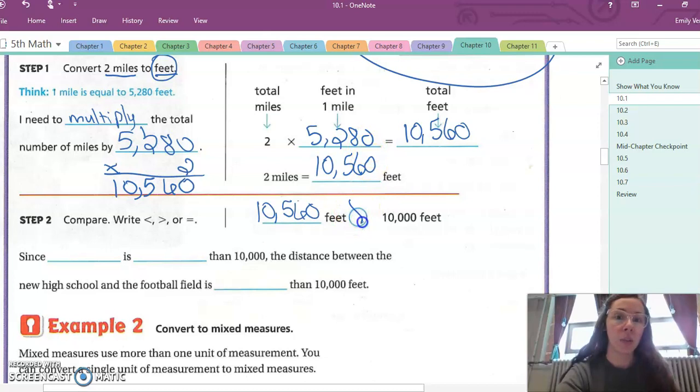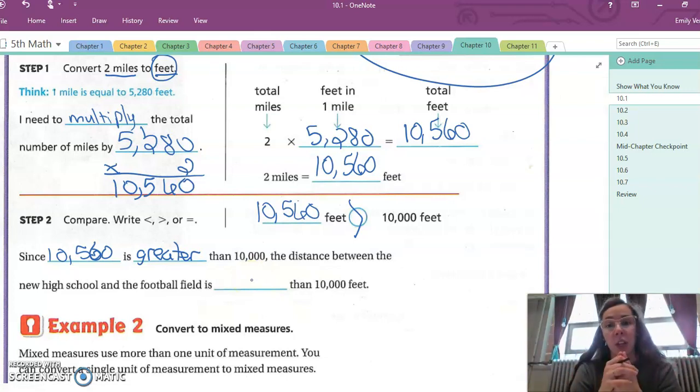Alligator's hungry. He chomps the big number. So, 10,560 feet. Oops. Greater than 10,000. And you can fill in that other blank with the same number too. So, okay. So that's all we do to convert between units.